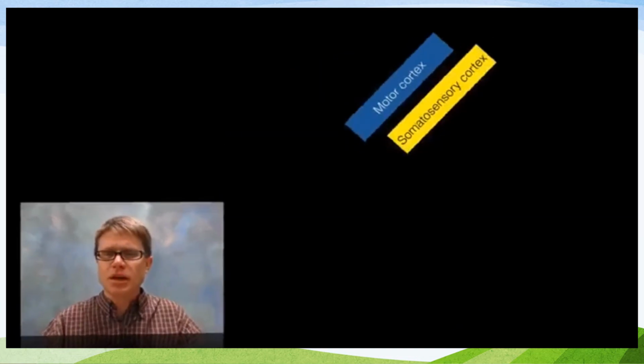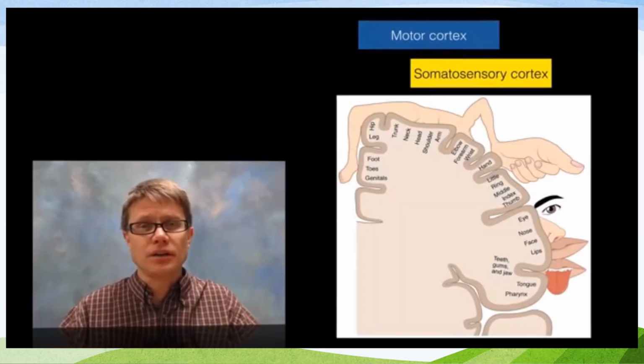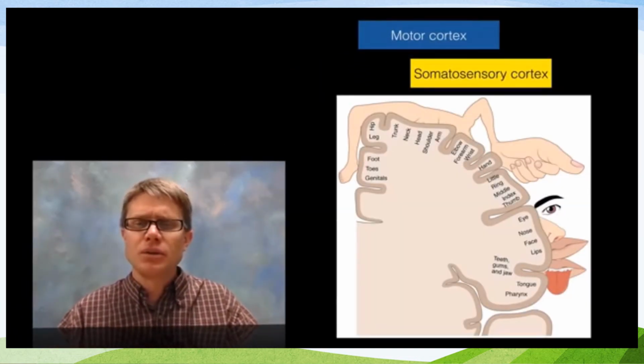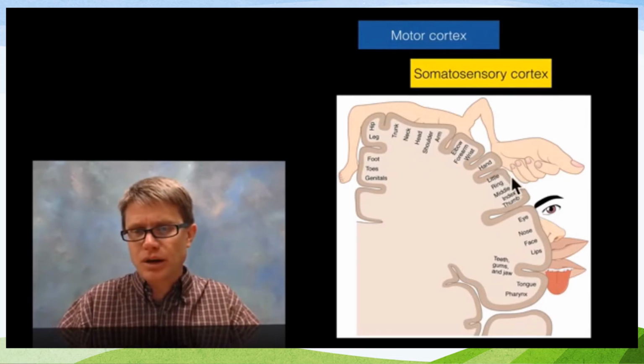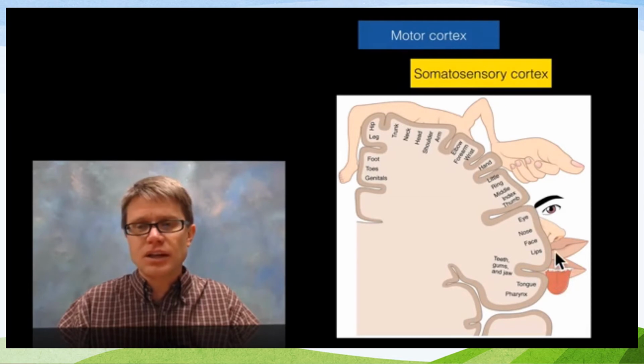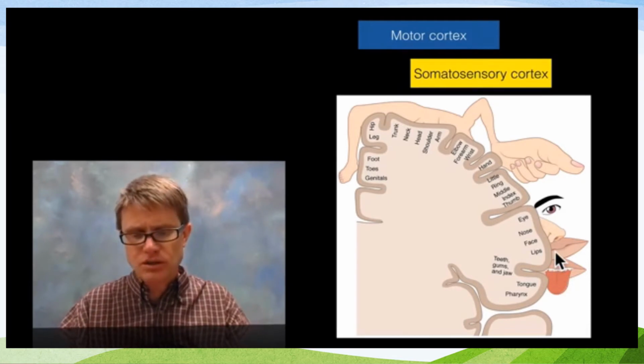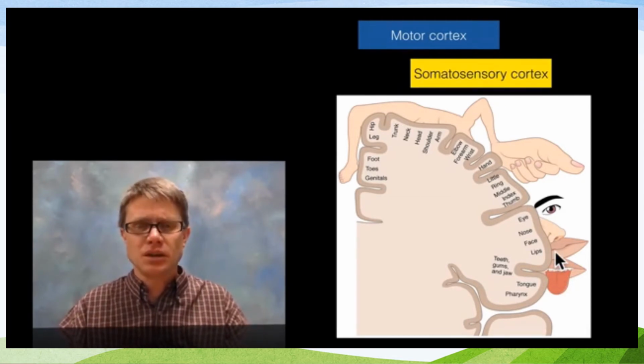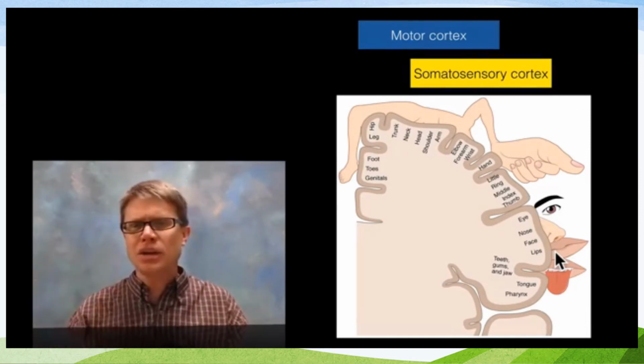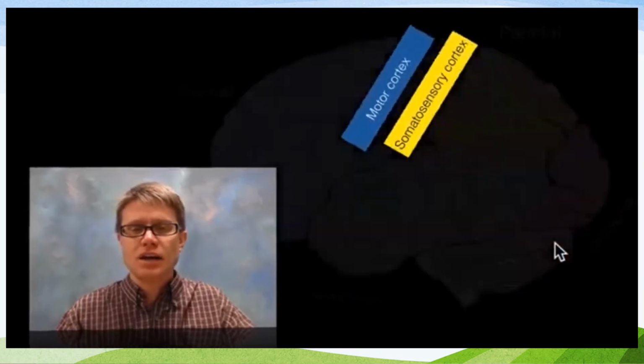Now, if we were to look at that somatosensory cortex and map it along the cerebral cortex, we would find that we dedicate huge amounts of that brain surface area to things like your fingers, your tongue, your lips. In other words, we have way more neurons and way more sensory information coming in from your fingers as opposed to, for example, your back. We don't have as much of it dedicated to that on the backside.